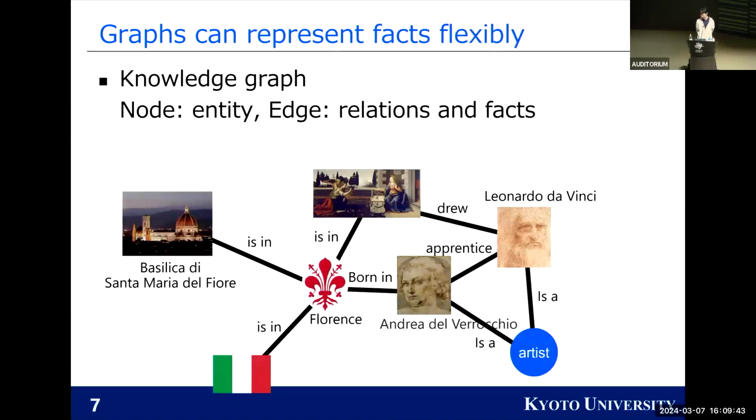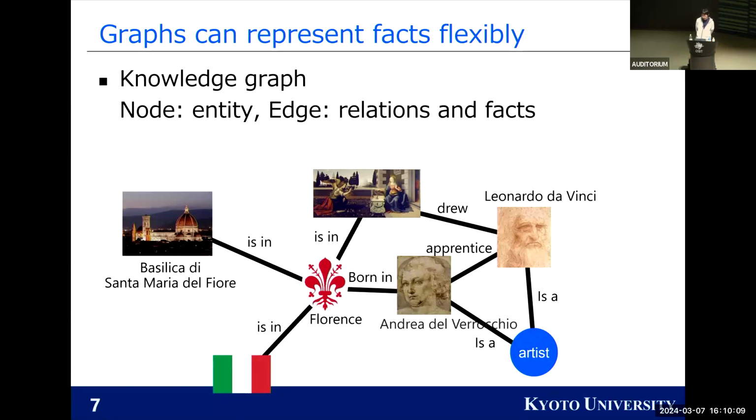And graphs are very flexible and can represent many kinds of facts and relationships. A knowledge graph is an example where a node is an entity and edge shows relations of the facts. This small example shows knowledge graph about many entities around Florence city in Italy. Even this small example tells us many facts about these entities.